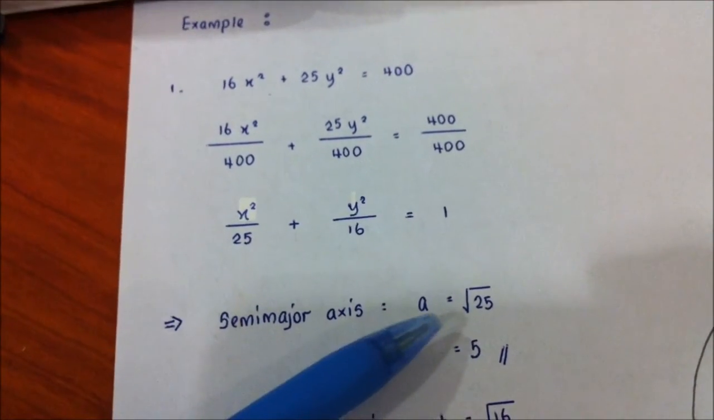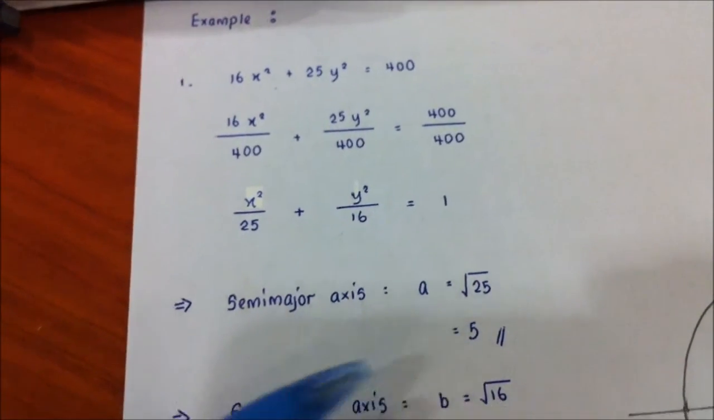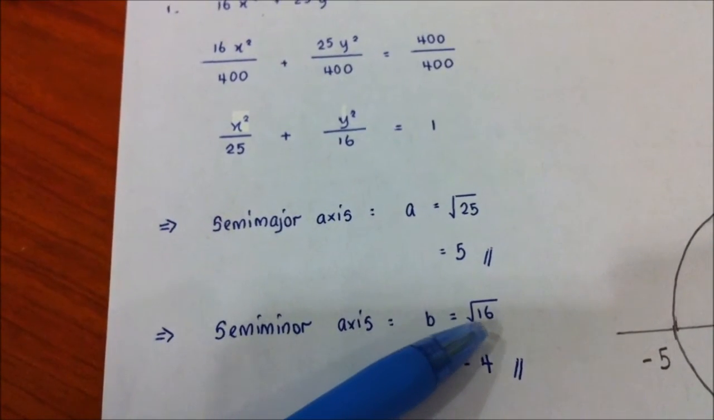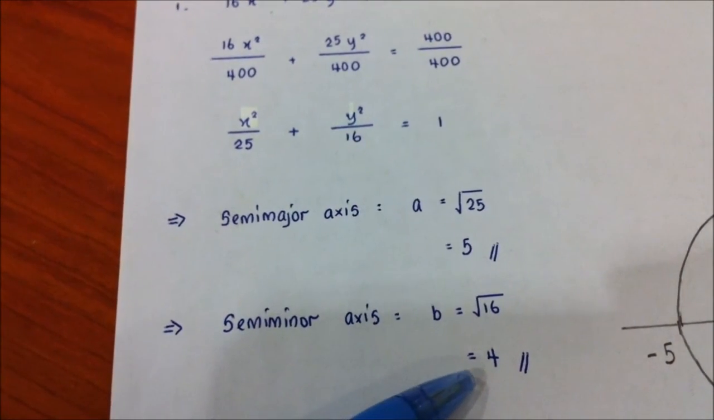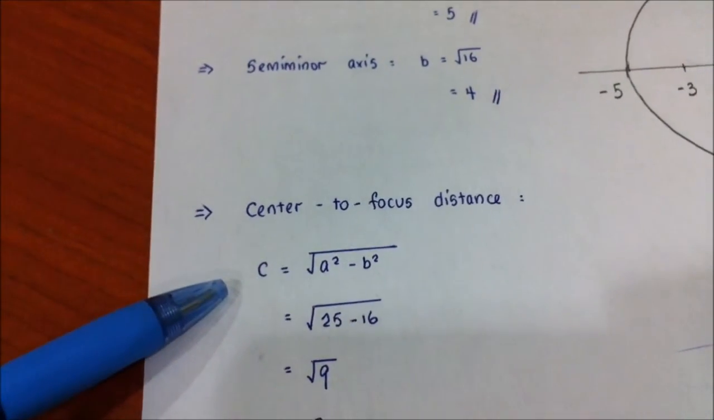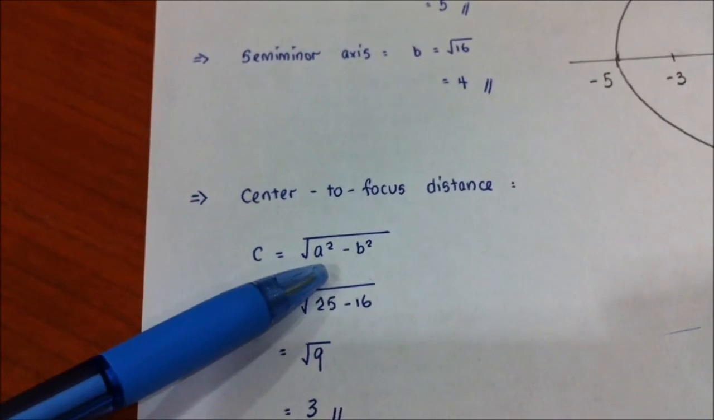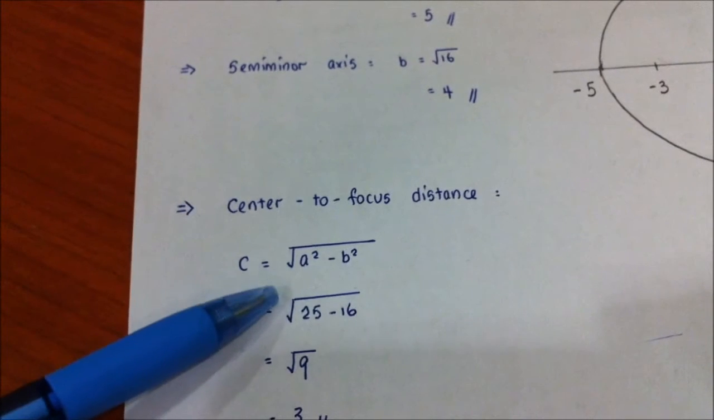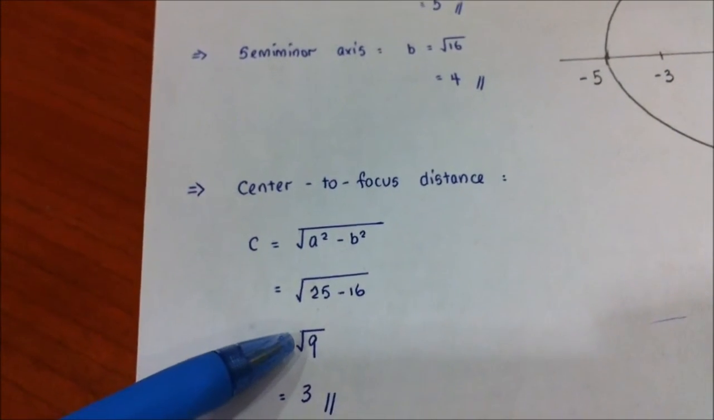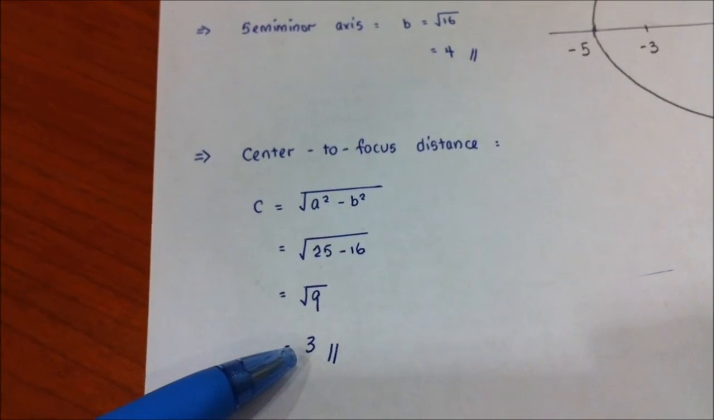So a equals the square root of 25, and a equals 5. The semi-minor axis is b, which is the square root of 16, which equals 4. Then we need to find the center to focus distance. The formula is c equals the square root of a squared minus b squared. So we get the square root of 25 minus 16, which equals the square root of 9, and the square root of 9 equals 3.